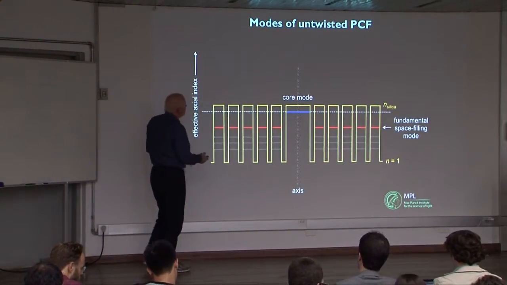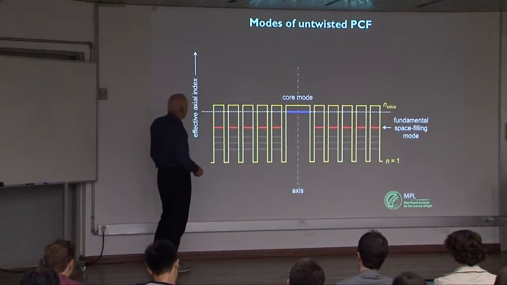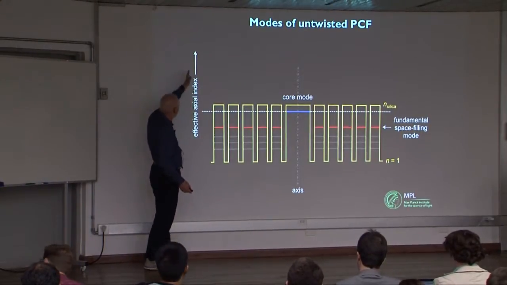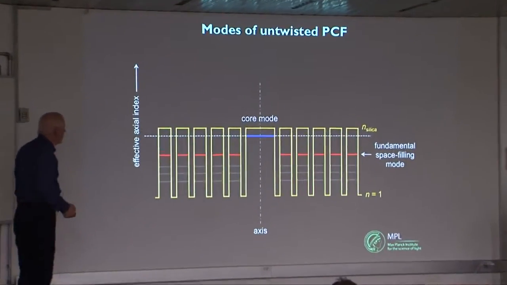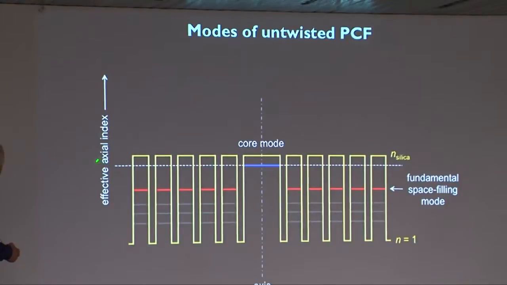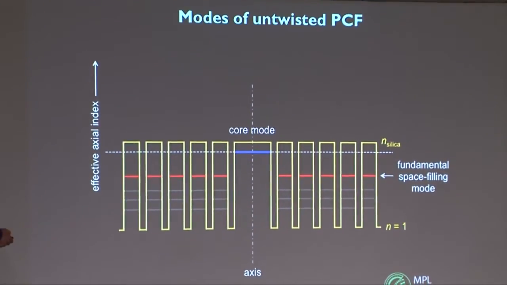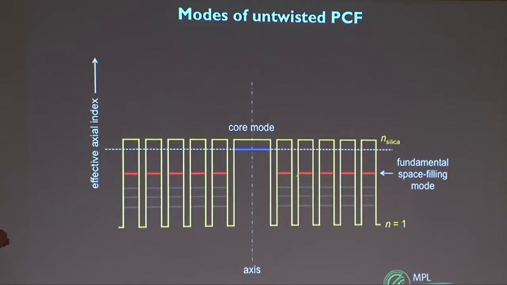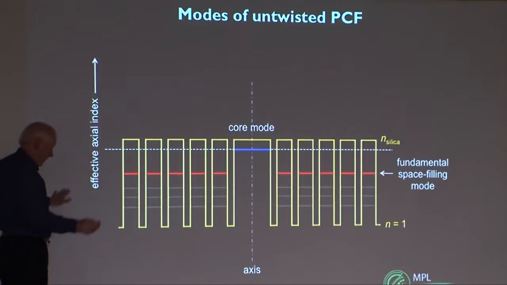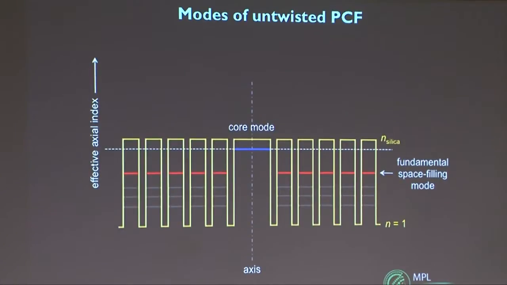But let's think about an untwisted fiber, first of all. There's no twist. And let's think about refractive index. So this is the refractive index of the different materials. And actually, I'm thinking about refractive index in the axial direction. So I might have a solid glass core with refractive index the index of silica. Then I have the hollow channels, which have index 1. And then I have some other glass, bits of glass that are thinner than the core, which are these bits. So this is just a kind of sketch of the cross-section of the index distribution of one of these fibers.